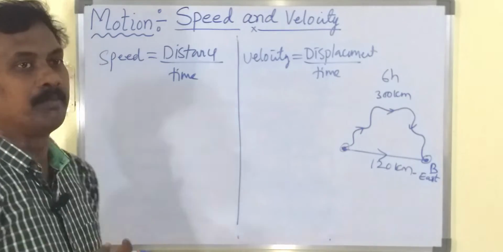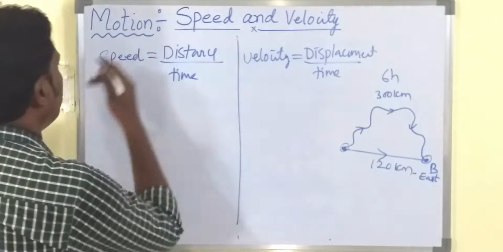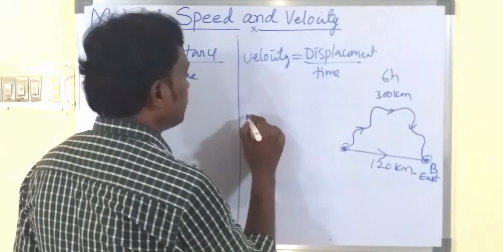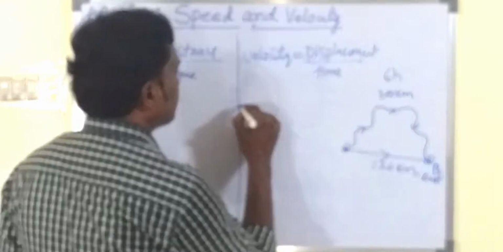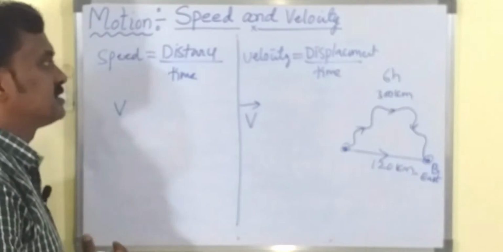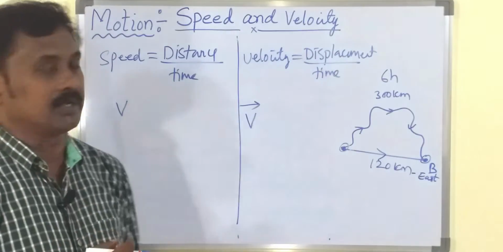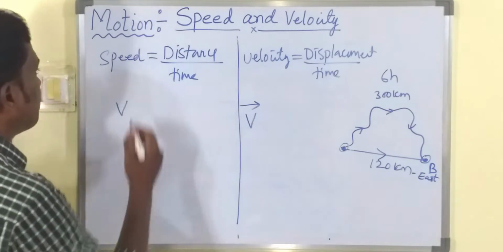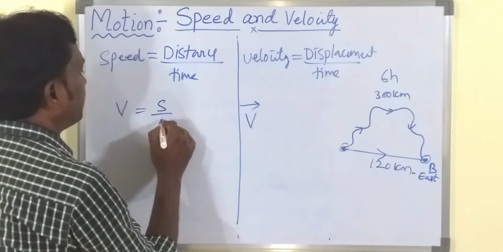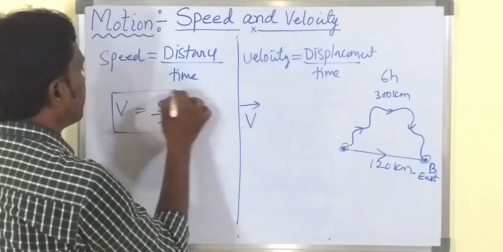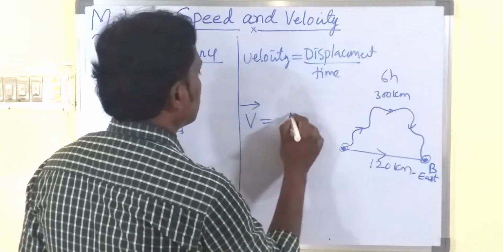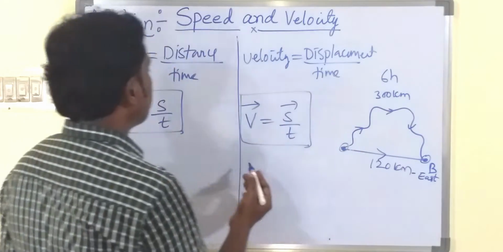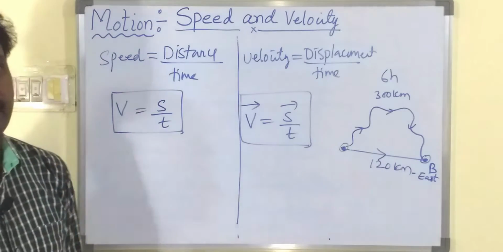Now, how do we represent speed? Generally, we represent speed with letter V. Okay, and velocity also we represent with letter V, but V bar, which tells us that velocity is a vector quantity and speed is a scalar quantity. Now, V is equal to S by T, and V bar is equal to S bar by T. This is the formula. So don't get confused by the representation of speed and velocity.